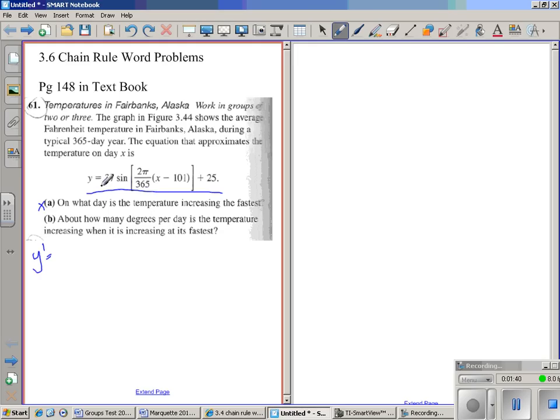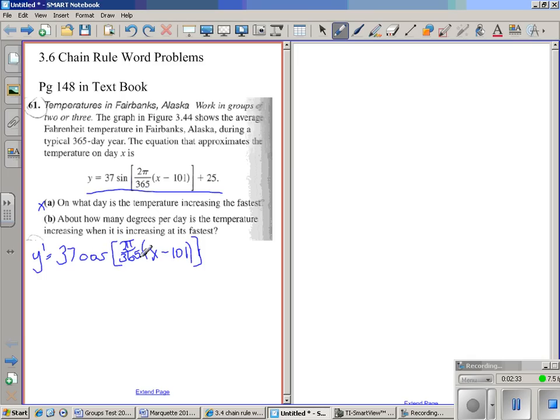So let's consider how to take the derivative of this function. So we're going to differentiate this sine curve. To differentiate a sine curve, what is the derivative of sine? That's right, it's cosine. So the 37 comes along for the ride, and the derivative of sine is cosine. And the interior remains the same. It's still 2 pi over 365 times x minus 101. So this is the cosine of the same exact input.